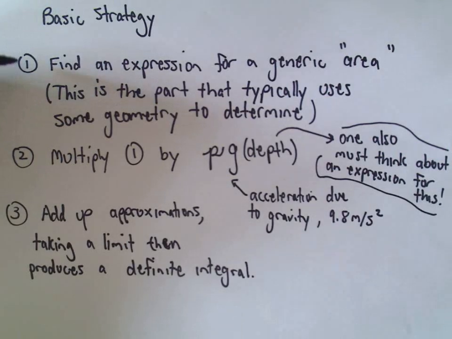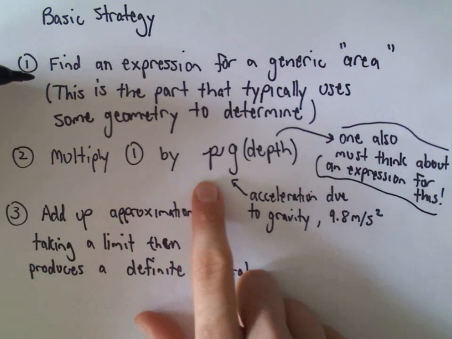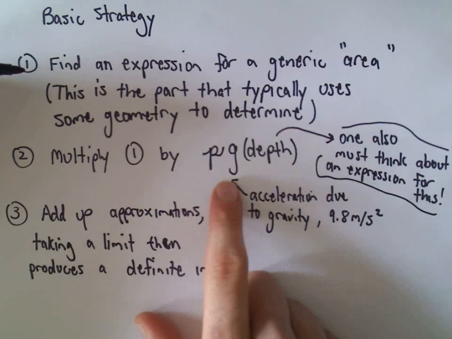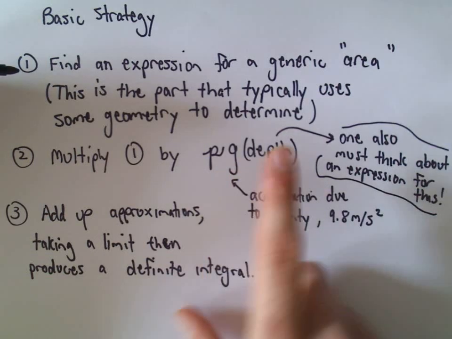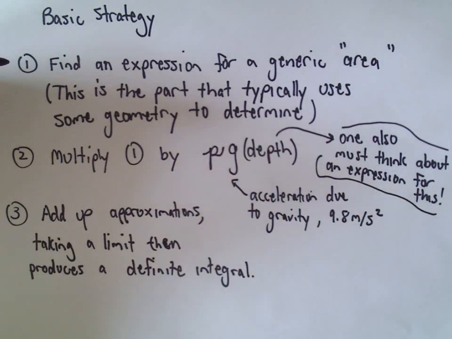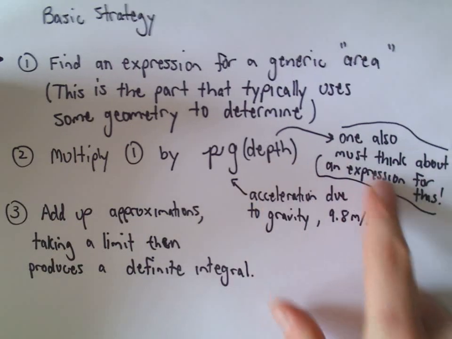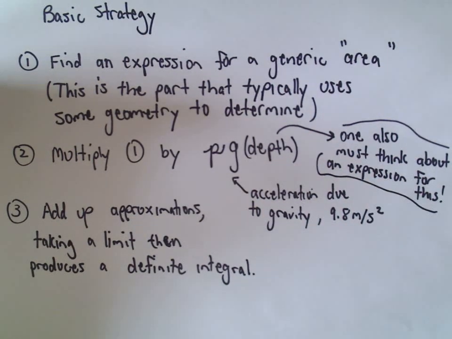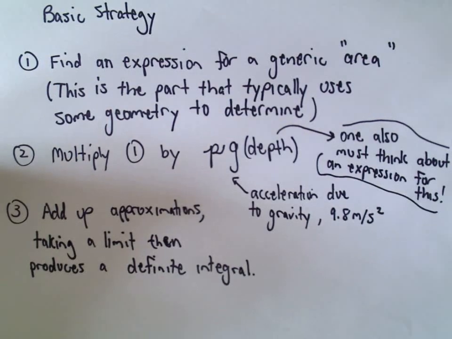Once we have that, we'll have a generic expression for the area, and we're going to multiply that expression by the density of the fluid times the acceleration due to gravity times the depth. The depth also, we'll have to think a little bit about an expression for that, but that's not too terrible. Then we're just going to add up the approximations and take a limit. And again, that's going to give us a nice little definite integral.